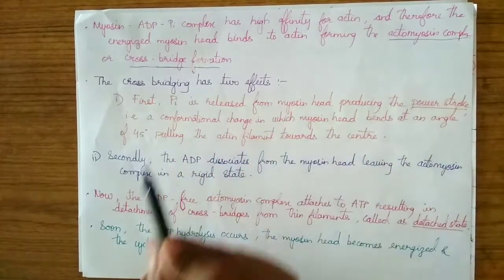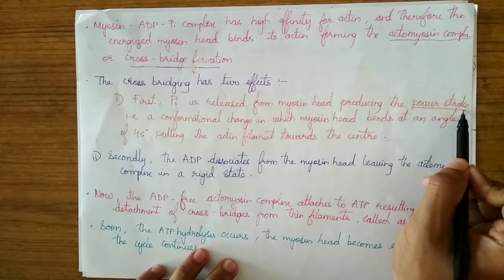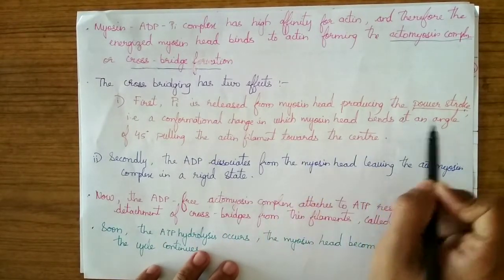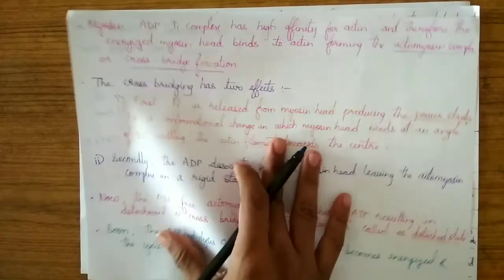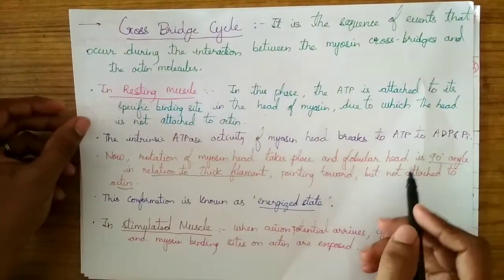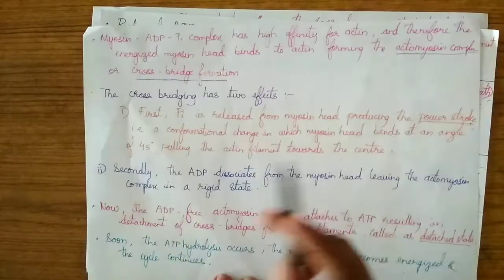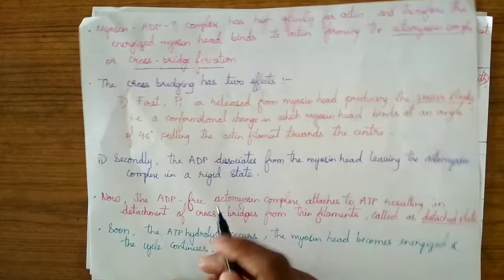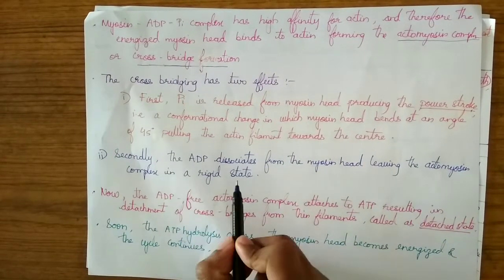It has two effects. First, the phosphate molecule is released from the myosin head, producing a power stroke. So power stroke is a conformational change in which the myosin head bends at an angle of 45 degrees, pulling the actin filament towards the center. So here it bends at a 90-degree angle in the resting phase of the muscle. But in the stimulated muscle, the myosin head bends 45 degrees and attaches to the actin filament, pulling it towards the center. Secondly, the ADP dissociates from the myosin head, leaving the actomyosin complex in a rigid state.